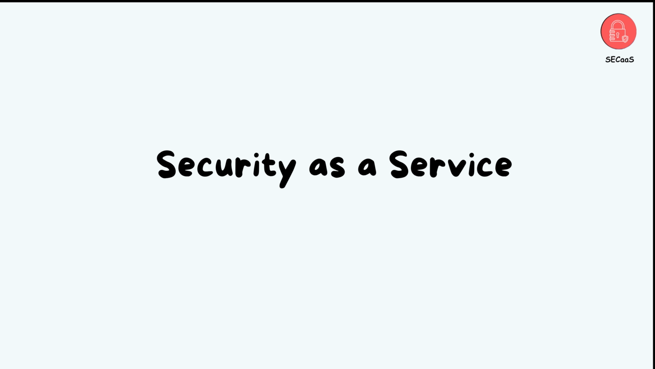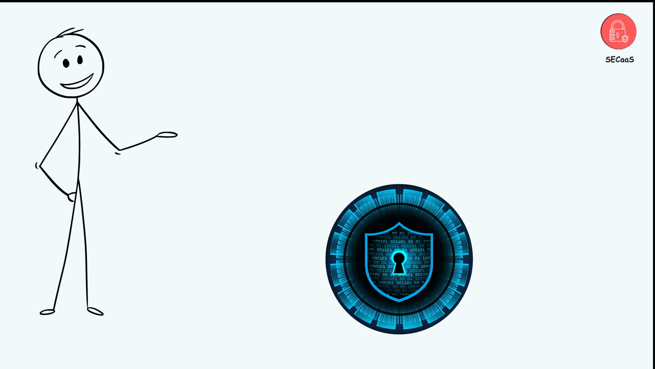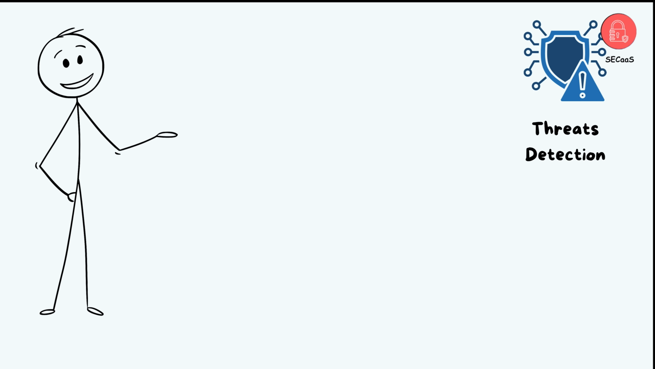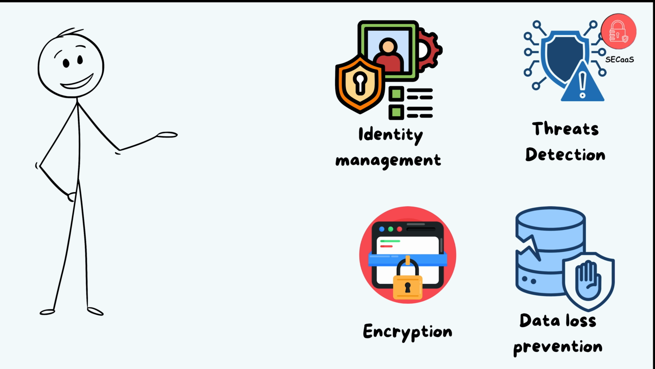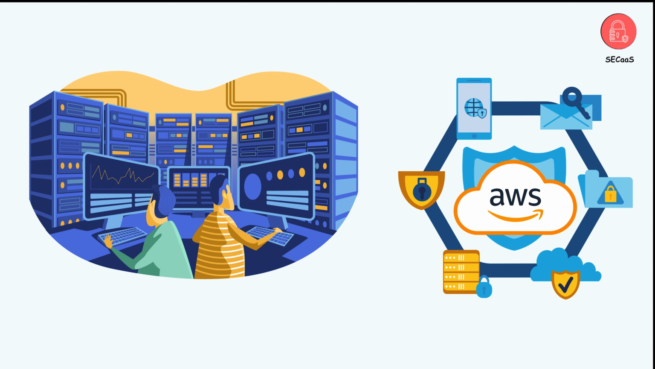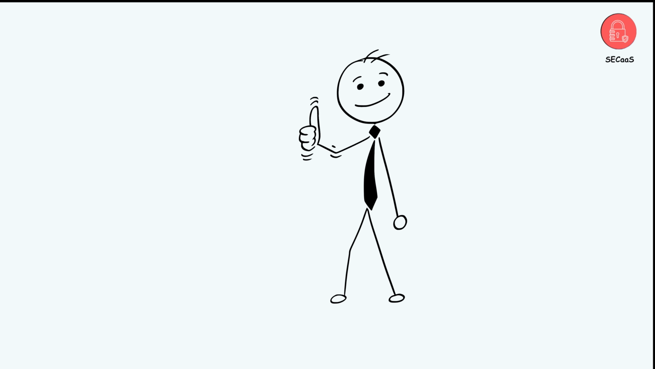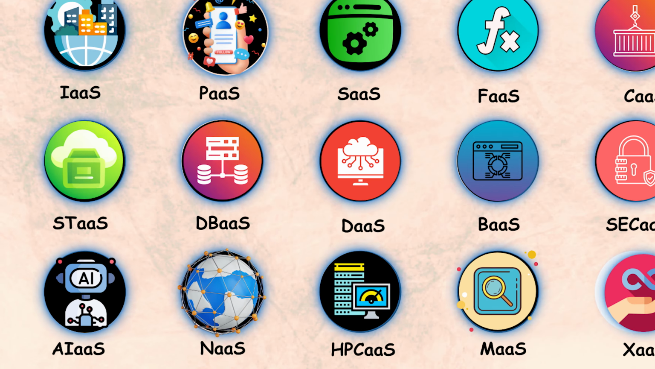SECaaS, or Security as a Service, delivers comprehensive security capabilities through the cloud. These services typically include threat detection and prevention, identity management, data loss prevention, encryption, and compliance monitoring. SECaaS providers continuously update their systems against the latest threats, providing better protection than many organizations could achieve independently.